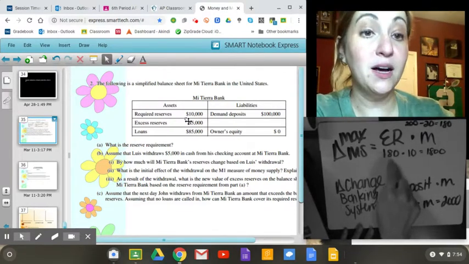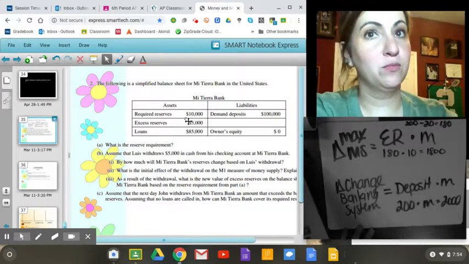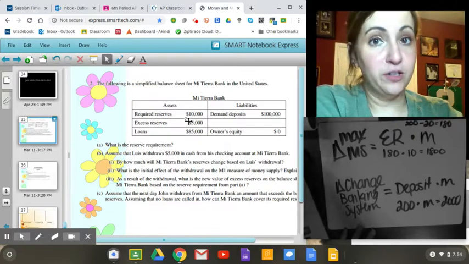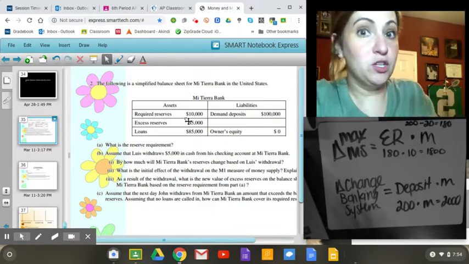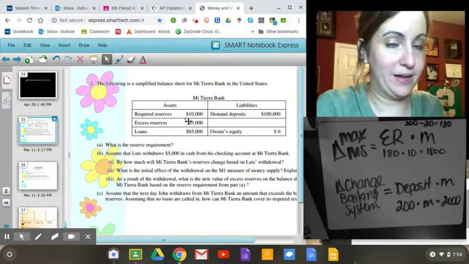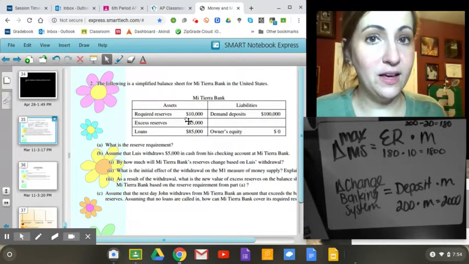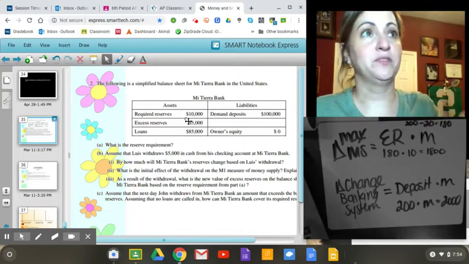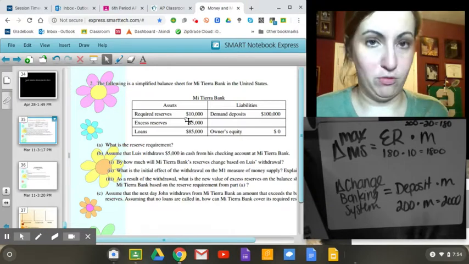But if it's a deposit, like in this case, you deposited $200, you have to take away some percentage of that $200, of that deposit, that goes in required reserves. Because the definition of required reserves is a percentage of deposits that must be kept in the bank. It's not a percentage of loans. It's not a percentage of bonds. It's not a percentage of anything else. It's a percentage of deposits. So if it's a deposit question, you have to take a percentage out. If it's not, then you don't.